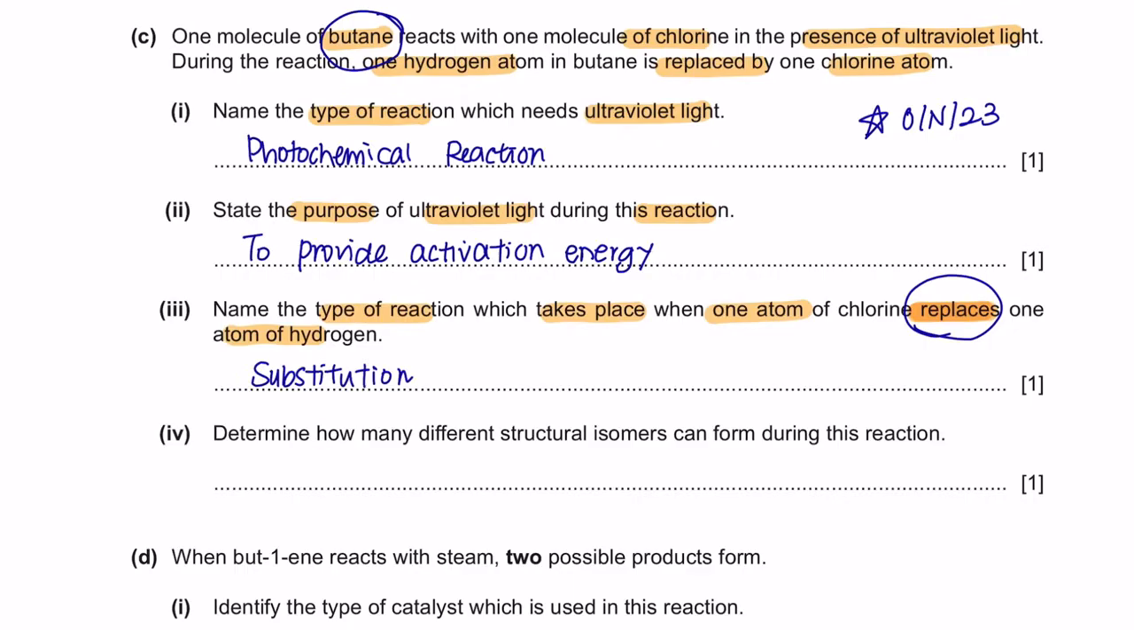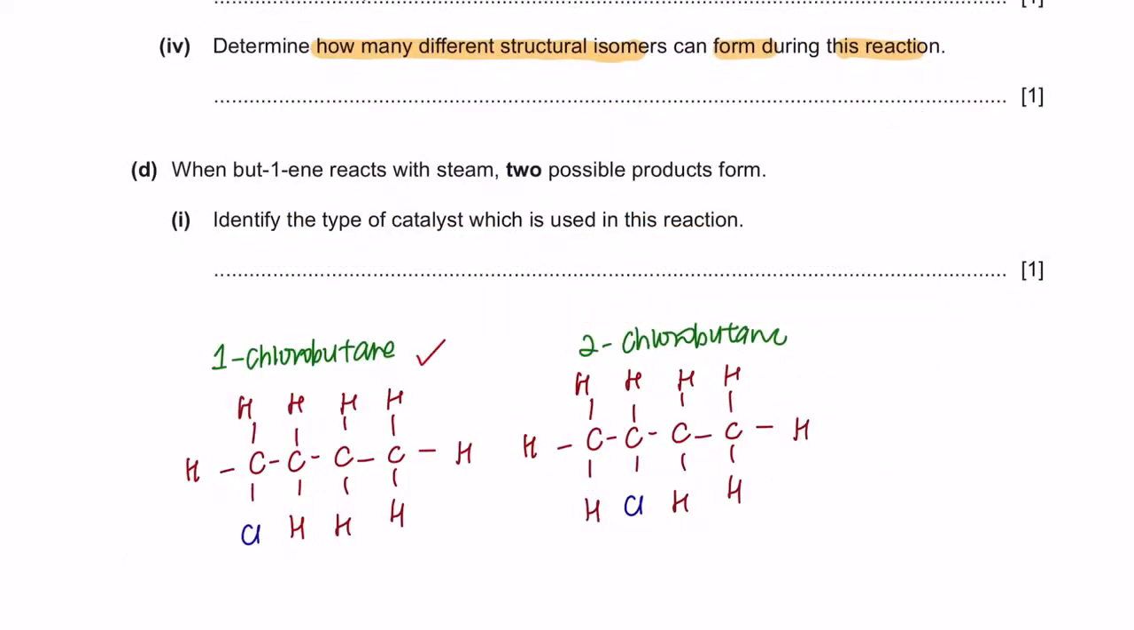Part 4. Determine how many different structural isomers can form during this reaction. It can either form one chlorobutane or two chlorobutane. Even if the chlorine is placed at this carbon, it will still be one chlorobutane. And if the chlorine is placed over here on the second carbon from the right, it is still two chlorobutane. So there are only two different structural isomers that can form.